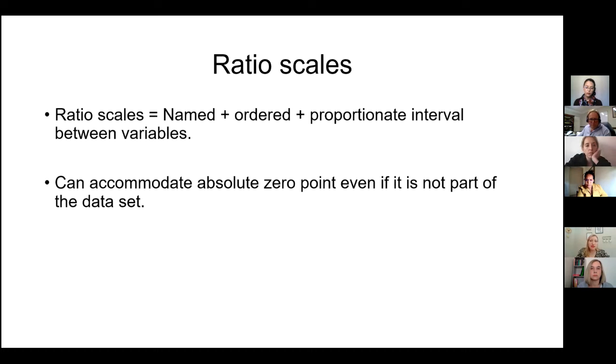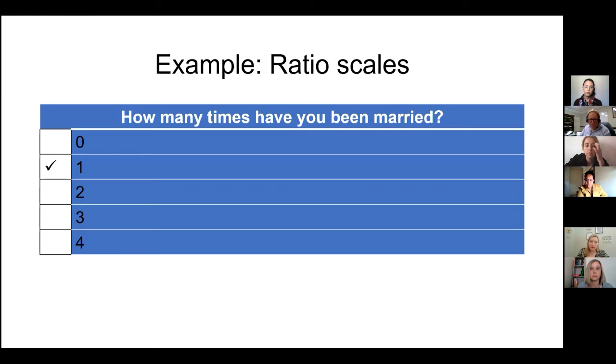With ratio scales, the ratio scales also have the same properties as the nominal and ordinal scales. It's named and it's ordered, and there's a proportionate interval between the variables, and it can also include an absolute 0 point, even if it's not part of your data set. So here we have an example. It's a very basic example. How many times have you been married? 0, 1, 2, 3, 4.